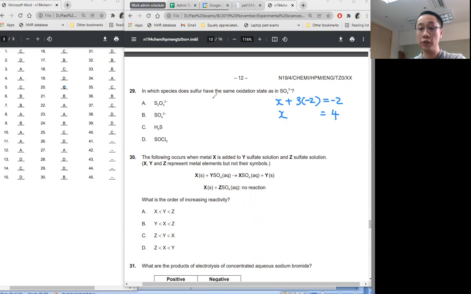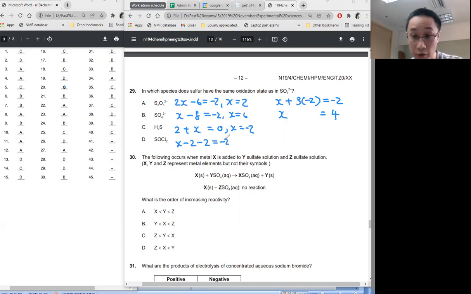If you repeat the same procedure for each of the choices, A, I think, is +2. B is +6. C, -2. And then the last one should be 0, by the way, because SOCl2 is an electrically neutral species. So SOCl2 is the correct answer.